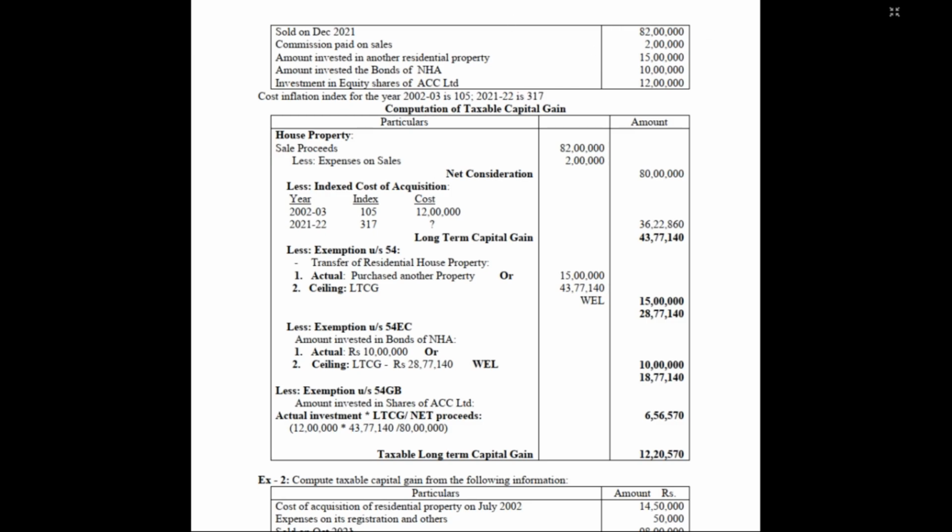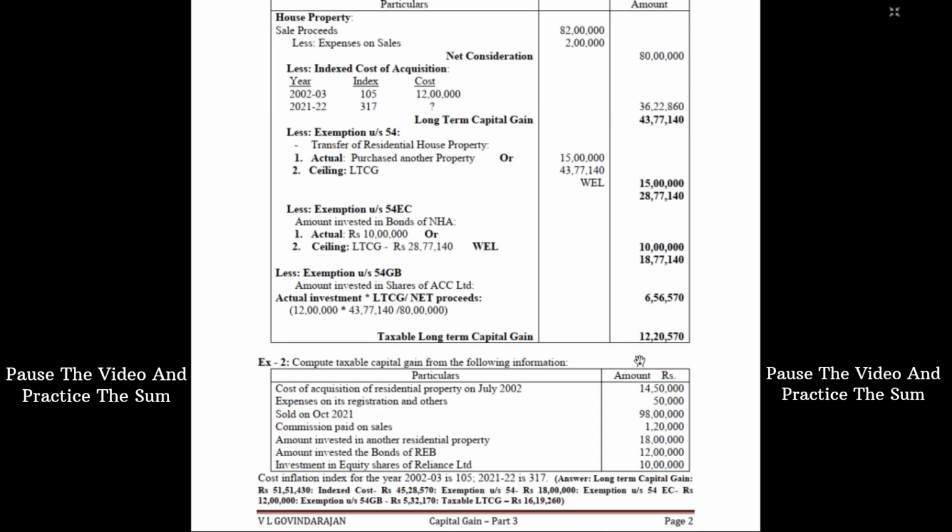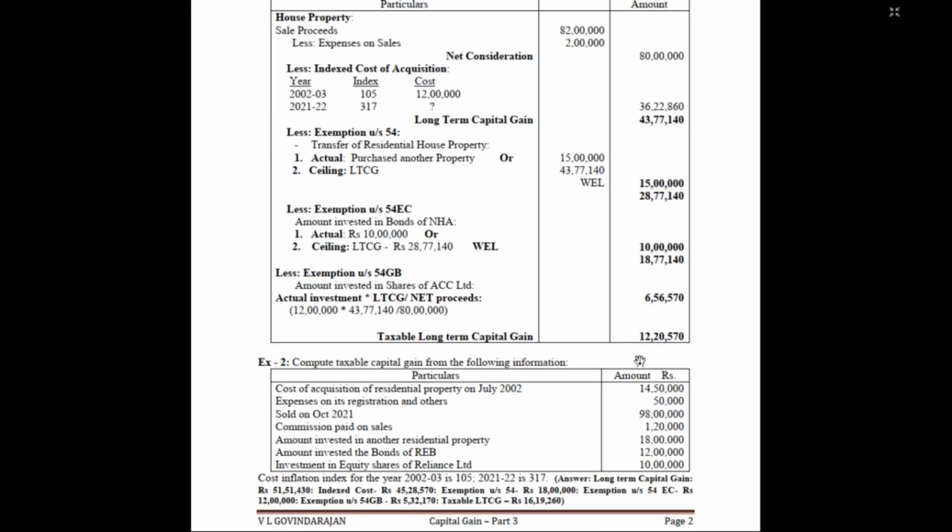Less exemption under section 54GB. Amount invested in the shares of ACC Limited. So the amount of exemption will be actual investment into long-term capital gain by net proceeds. By applying this, we can get the exemption of 6,56,570. So balance 12,25,770 will be the taxable long-term capital gain. In the same pattern, the listeners can practice exercise 2 and check up the answers.